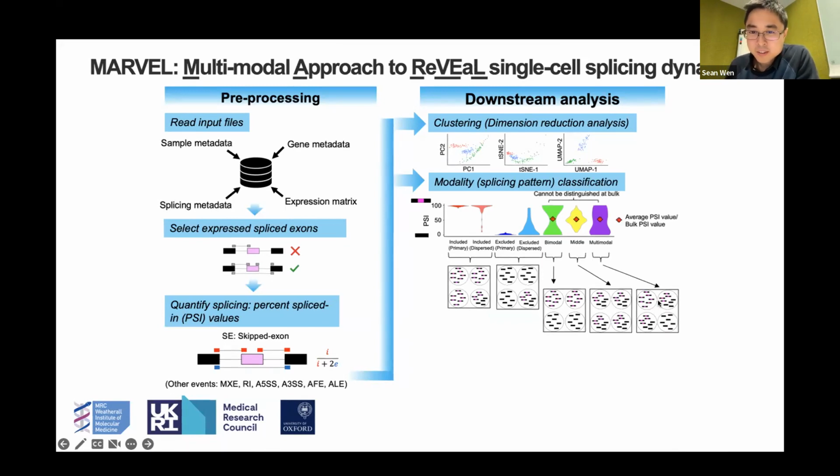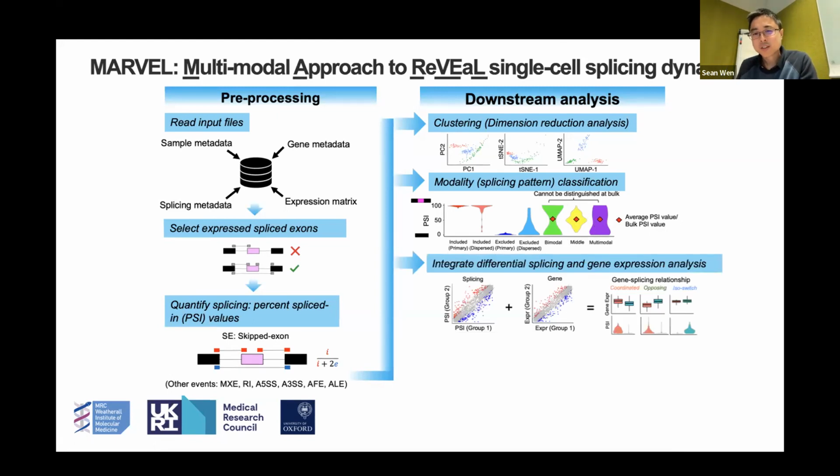And so one thing nice about these splicing patterns, bimodal, middle, and multimodal, is that they are something that we can never ever see at the bulk level. And the reason is very simple. It's because at the bulk level, the PSI represents the average PSI value across all the single cells. And so at the bulk level, you would get a PSI value of 50% for bimodal, middle, and multimodal, whereas at the single cell resolution, you are able to distinguish these three very different splicing patterns.